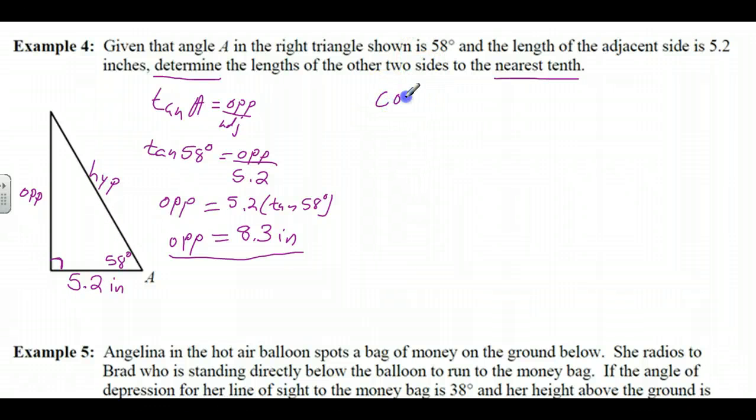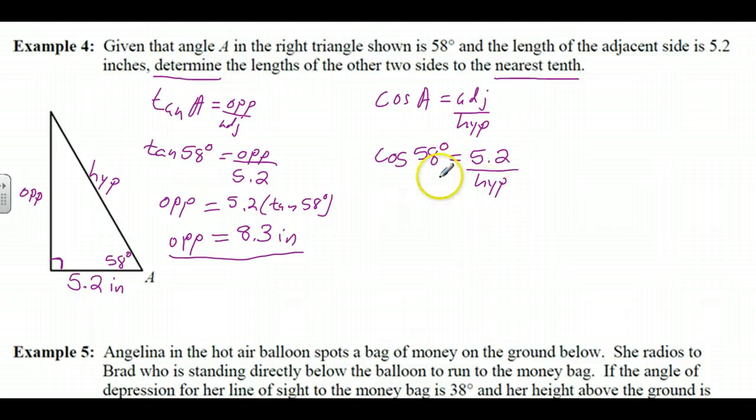I use the cosine ratio. The cosine relates adjacent and hypotenuse. Okay, let's fill in. We've got the formula. We're going to substitute in the cosine of 58 degrees. Don't forget your degree symbol. Is equal to adjacent 5.2 over hypotenuse. Now in this case, the unknown that we're trying to find is on the bottom.